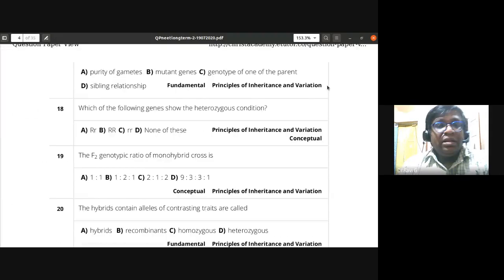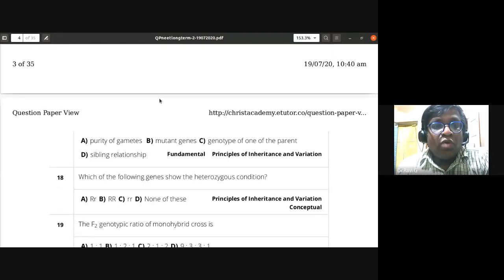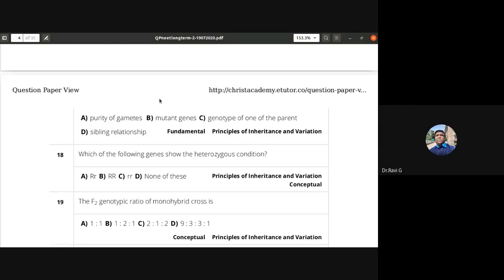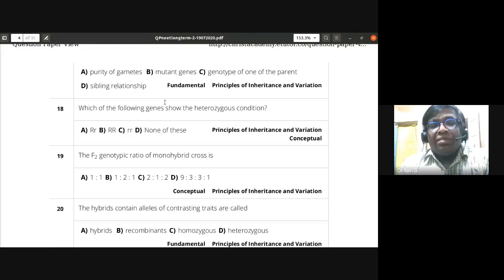So what does this backcross indicate? Is it purity of gametes, mutant genes, genotype of one of the parents, or sibling relationship? So what is the backcross used for determining? The backcross is used for determining the purity of gametes. Okay, purity of gametes. So you can just write that as the answer.